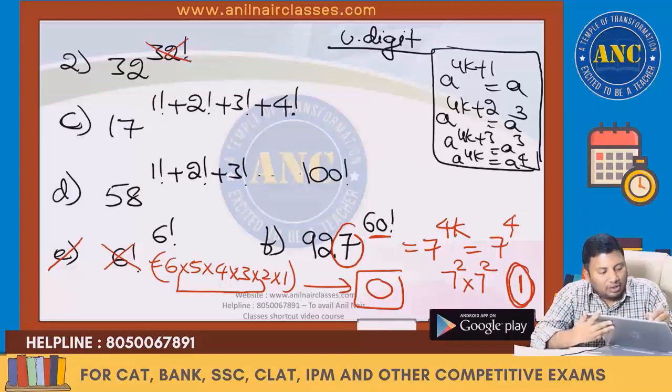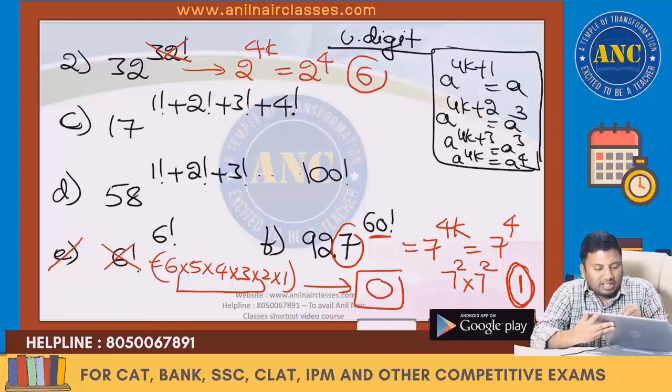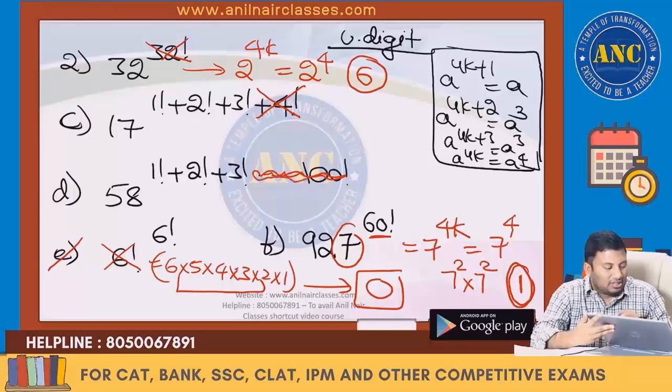32 power 32 factorial. 32 factorial is divisible by 4. So this is 2 power 4k. 2 power 4 is 16, so the unit digit is 6. From 4 factorial onwards, all are divisible by 4.